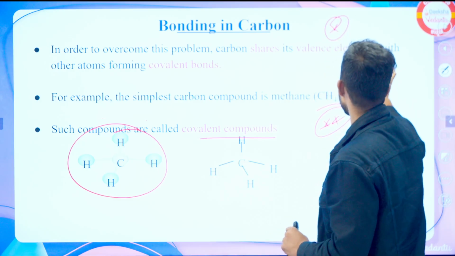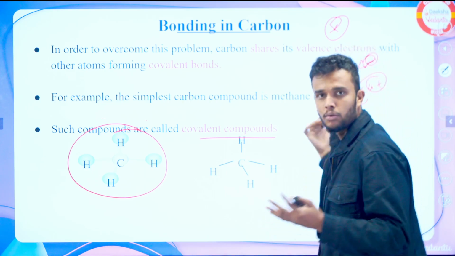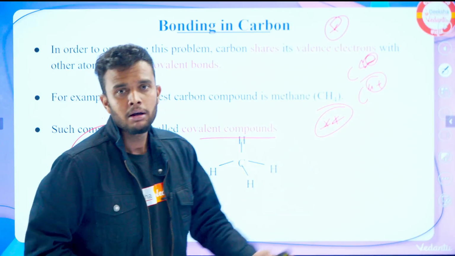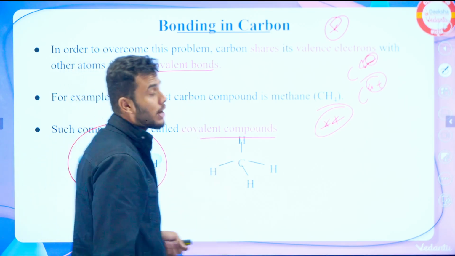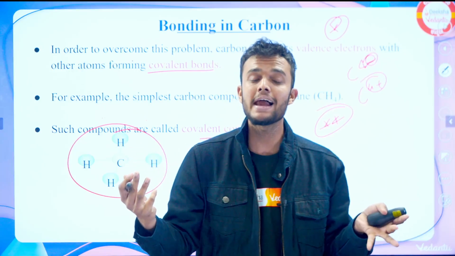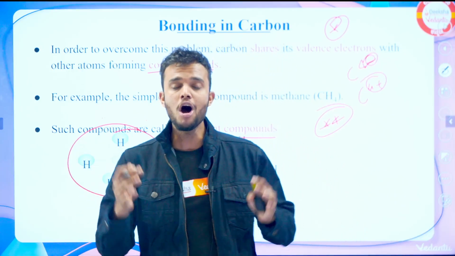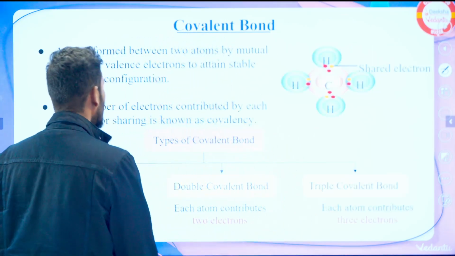Why does carbon not form C4 minus or C4 plus? We need to tell the reason. Also, what a covalent compound is, is important. A covalent compound is nothing but a compound containing covalent bonds. What is a covalent bond? Very simple: the bond formed by sharing valence electrons. Next, let's move on.